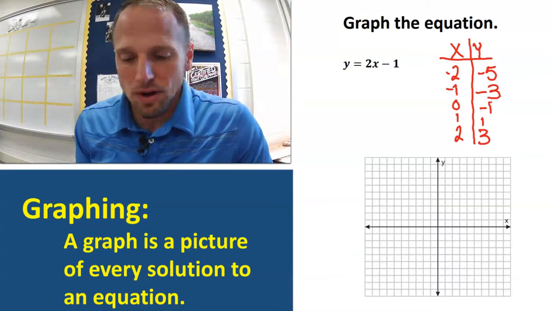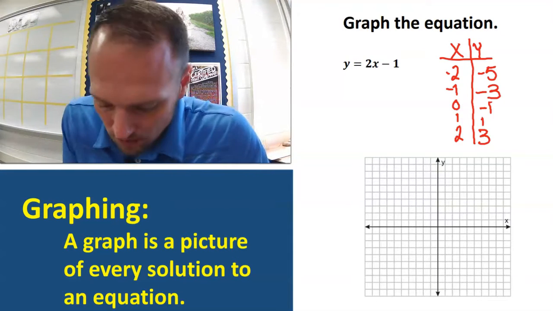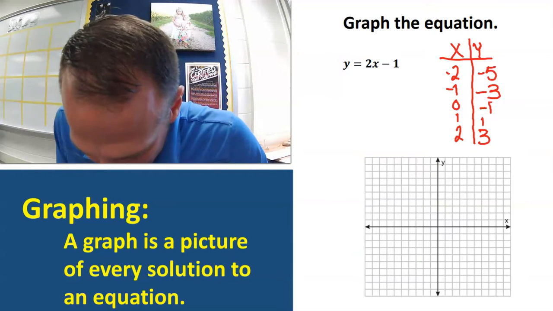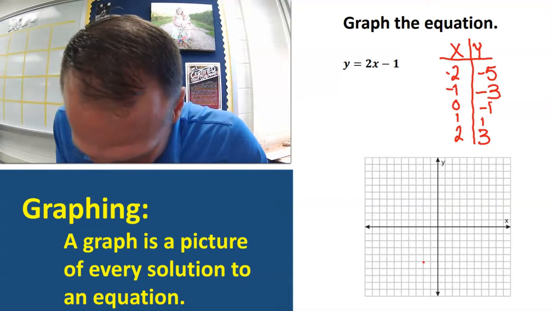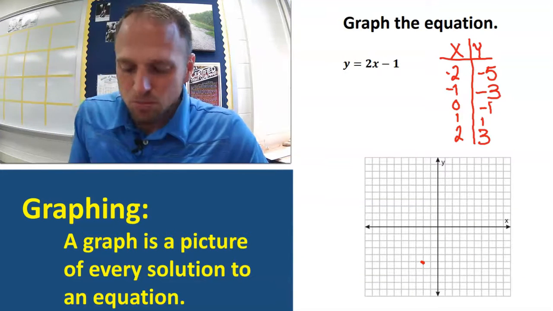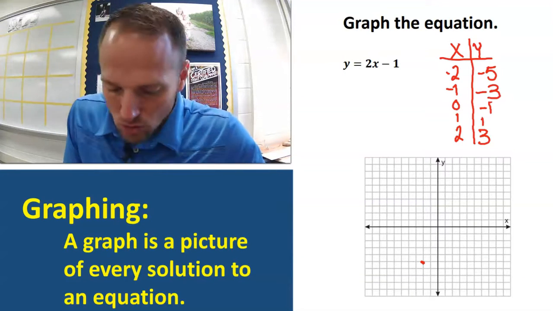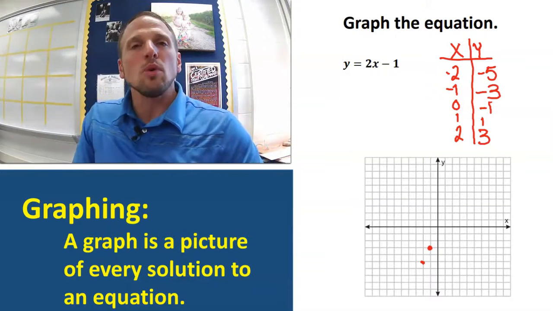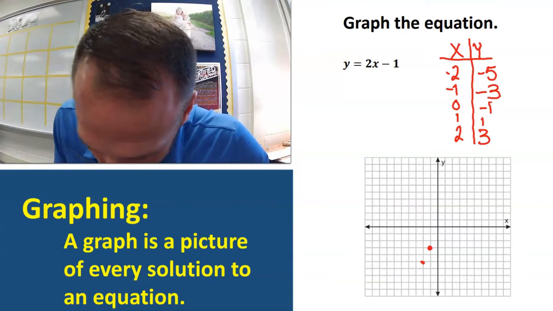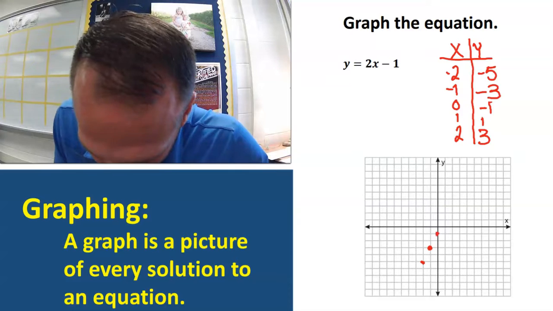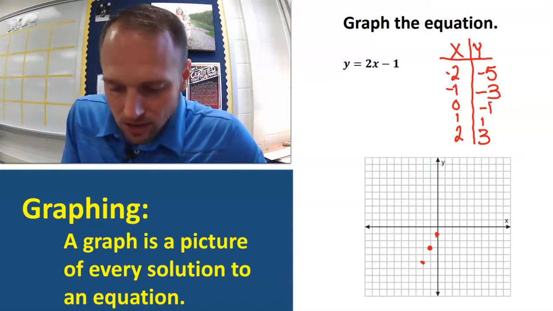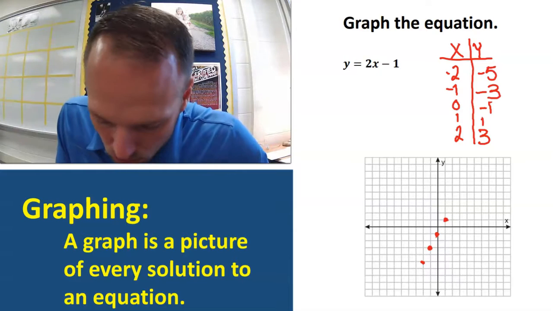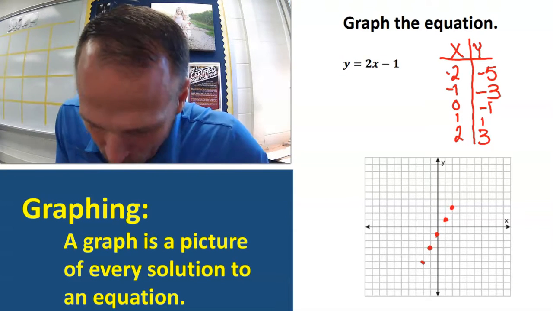So I'm going to graph our first solution, negative 2, negative 5. So negative 2, negative 5 is 1, 2, 3, yeah. Negative 2, negative 5 is going to be right there. And then my next solution was negative 1, negative 3. That's going to be that point right there. Next solution is going to be the point 0, negative 1. The next solution was 1, 1. The next solution was 2, 3.